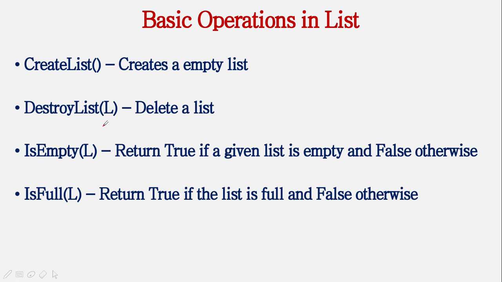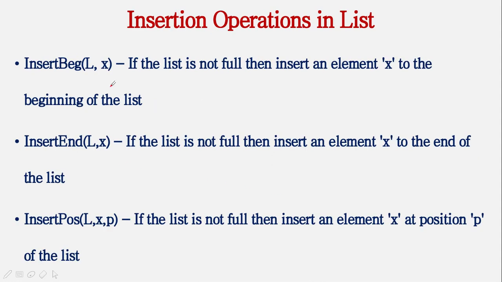So for destroy list, when I have to destroy a list, I should know which list I should destroy. So list will be one of the parameters that is sent. Similarly when I want to check if a list is empty, we have to know the list. So the list is passed as an argument for isEmpty, and it will return true if the given list is empty and false otherwise. And isFull is also a function which is going to check whether the list is full or not. Any container, any structure will have a limitation. It will have its own capacity, it cannot go beyond the capacity. So we may have to check, when we are working with that particular data structure, whether it is full or not. So we need to have an isFull function which will return true if the list is full and false otherwise.